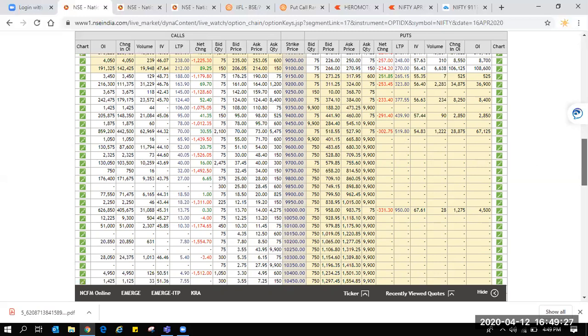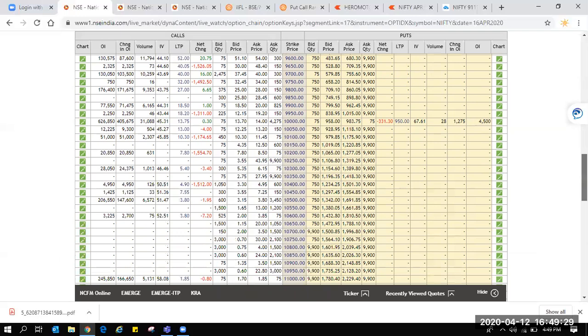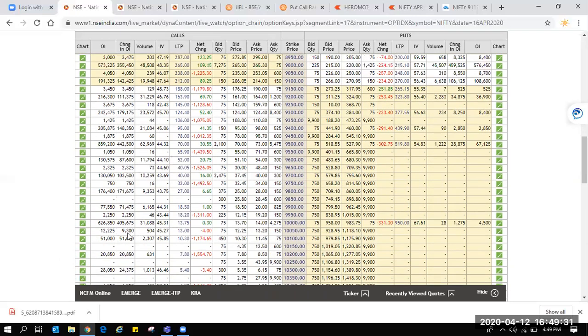So where is the second resistance? If we look, the second resistance lies at 10,000. That means people do not expect Nifty to go above 10,000. It doesn't mean that once we find the resistance at 9,500, we should not have a resistance above that. There can be speculative positions built up saying that Nifty might not cross 10,000. So they are writing these calls.